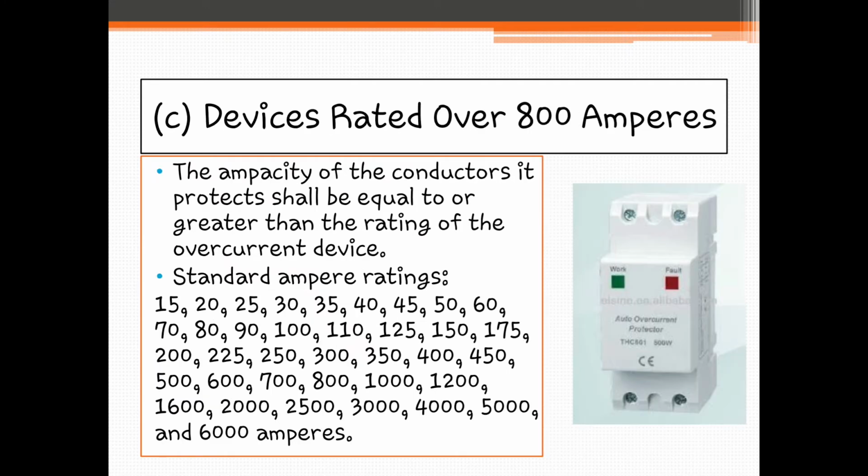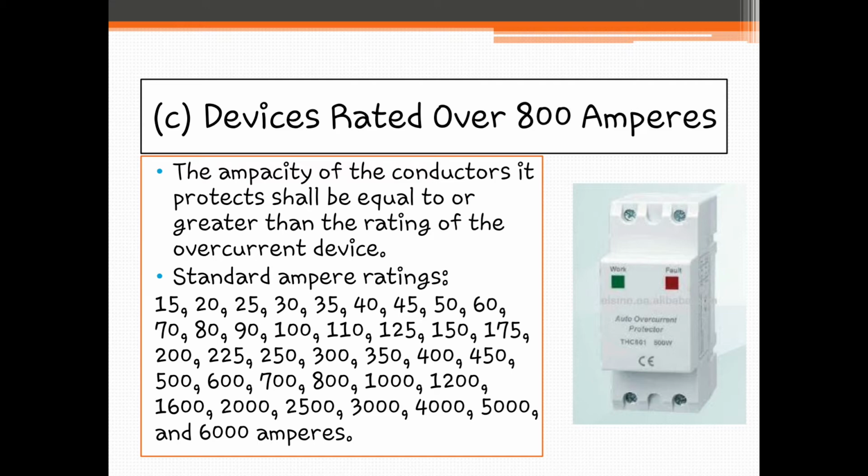So, letter C is devices rated over 800 amperes. Last one is devices rated 800 amperes or less. This one is over. So below is the standard ampere rating for breakers: 15, 20, and so on. The ampacity of the conductor it protects shall be equal to or greater than the rating of the overcurrent device. So note guys na kining mga ratings nato dire, mas matakol pa nato later on.